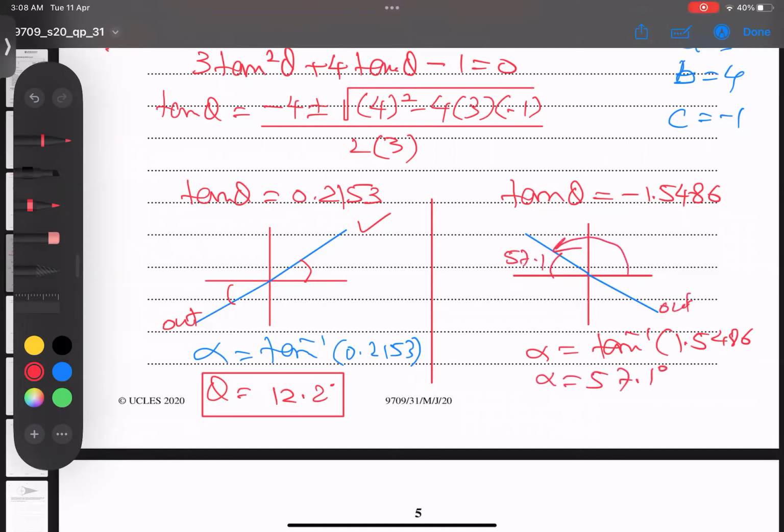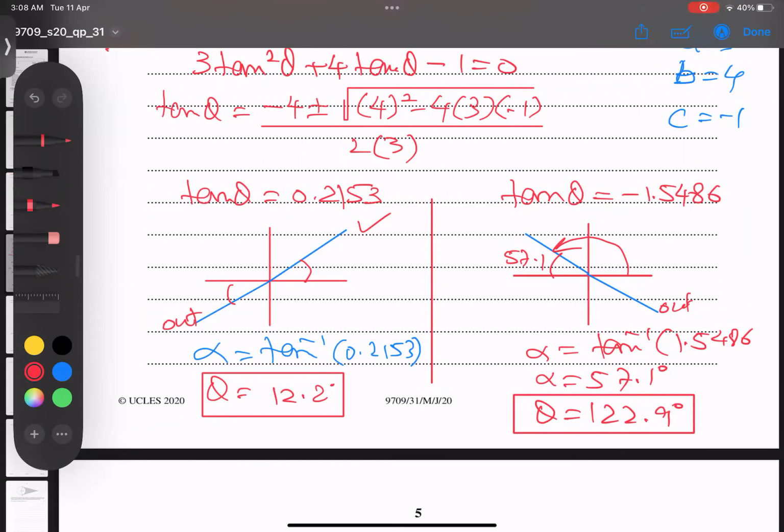So it means 180 minus, so I got 122.9 degrees. So theta is equal to 122.9, because always 1 dp. Okay, so I hope the point is very, very clear. And let's go for the next question.